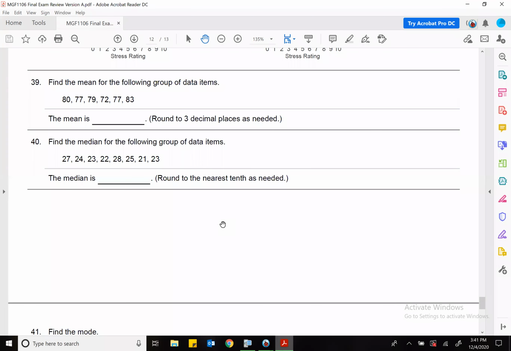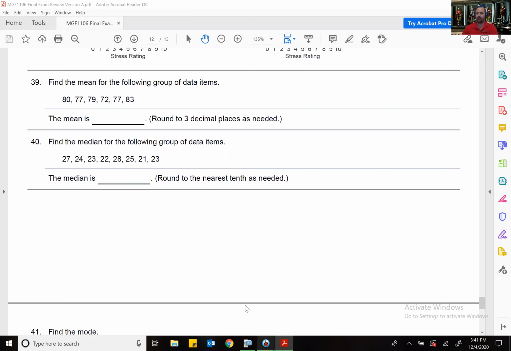So that means you got to put your numbers in order from the least to the greatest. So it's 21, 22, and then 23, 23. And we got a 24, a 25, a 27, and a 28. Okay, so I got all my numbers now.